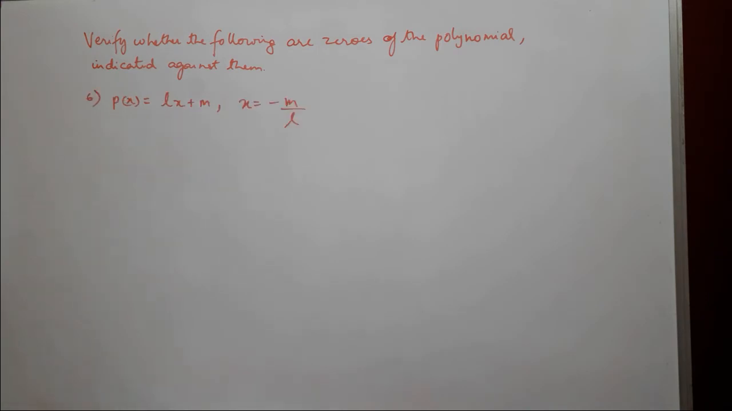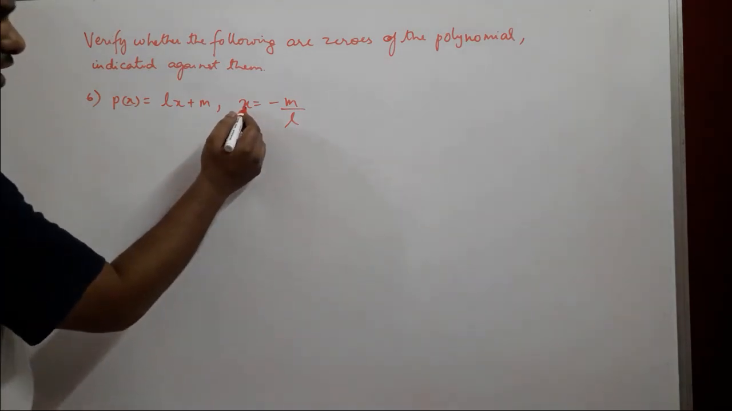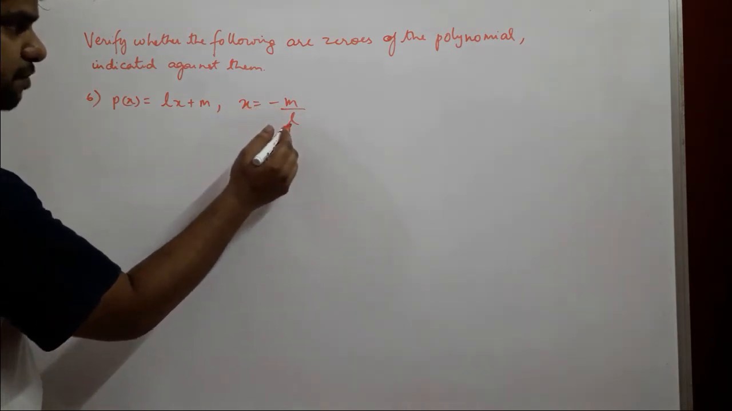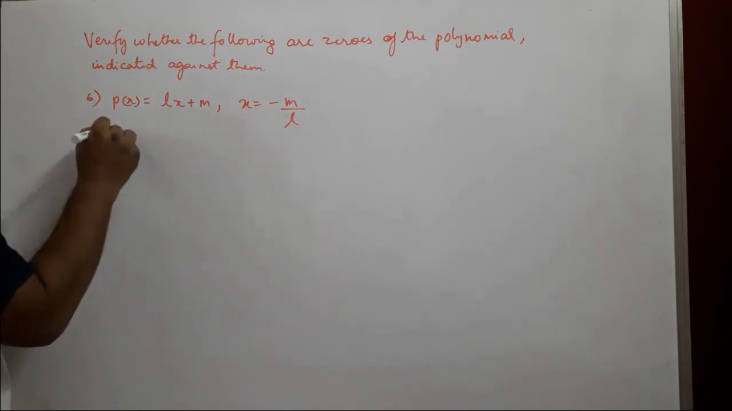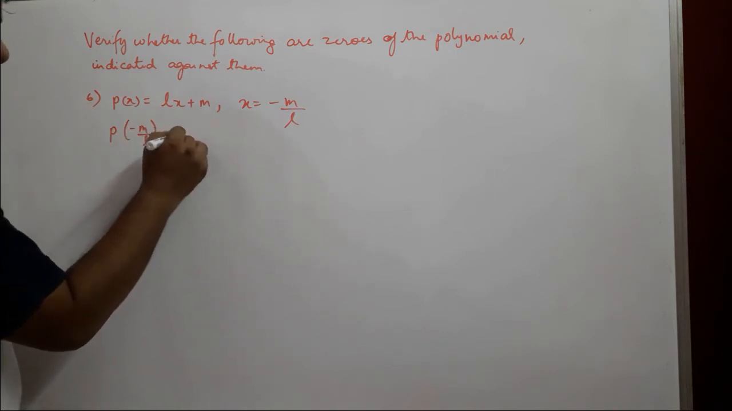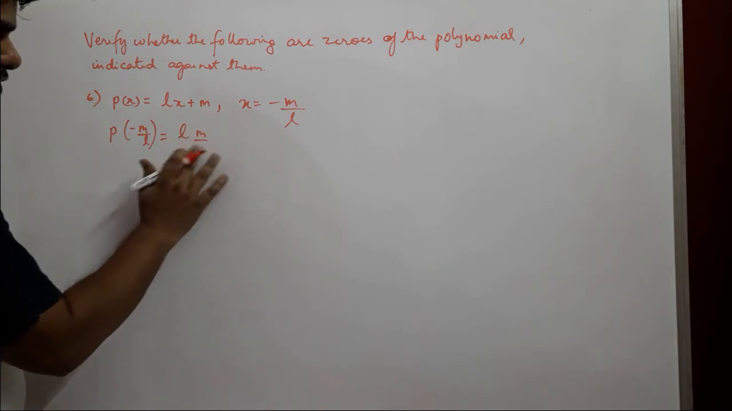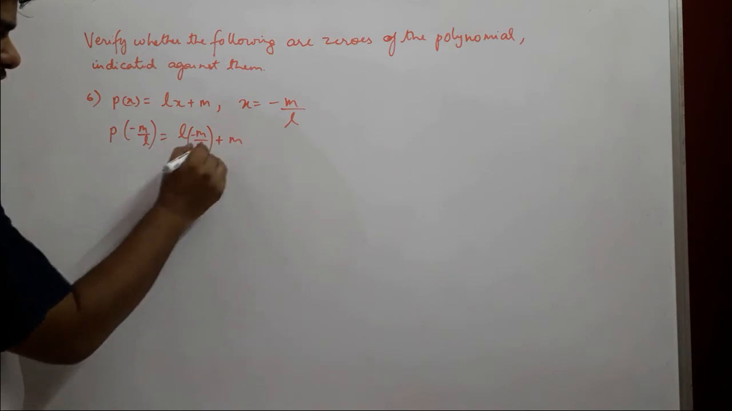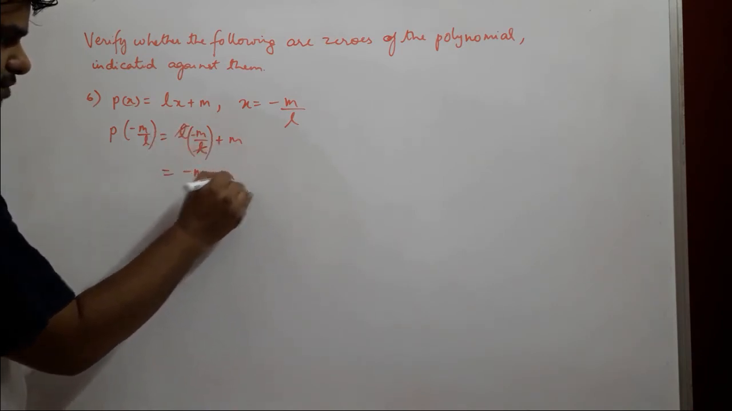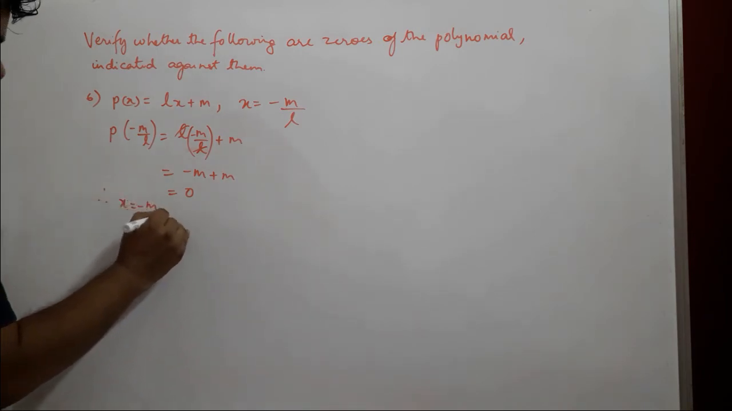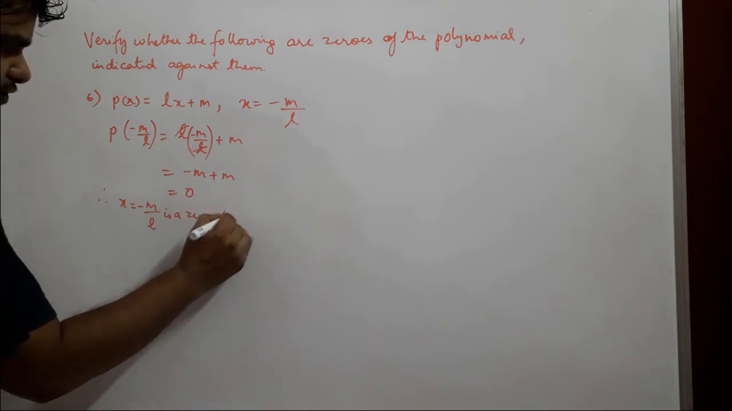Next problem is p of x equal to lx plus m, and we need to check whether at x equal to minus m upon l this polynomial becomes 0. So instead of x, we'll substitute minus m upon l. So this is l times minus m upon l plus m. L and L cancel, we get minus m plus m, which is equal to 0. We can say therefore x equal to minus m upon l is a 0 of the polynomial.